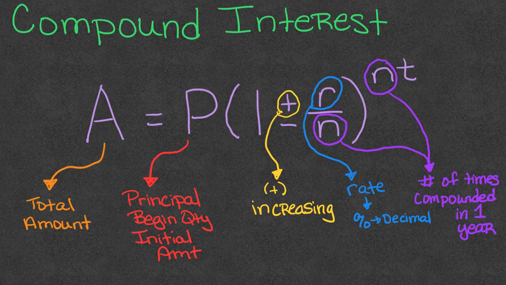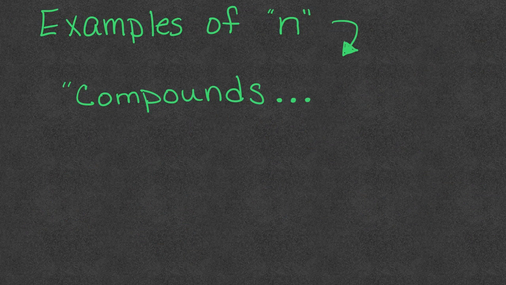Then we have our last variable that we need to talk about again, and that is our time up here on the top in the exponent position as well. You'll notice the T is being multiplied to the N variable. So here we are with time. And typically they'll give that to you in years.